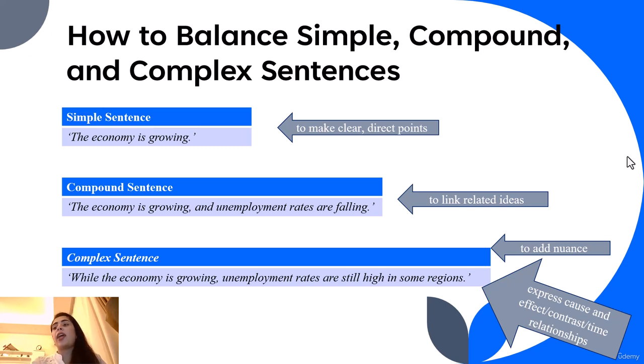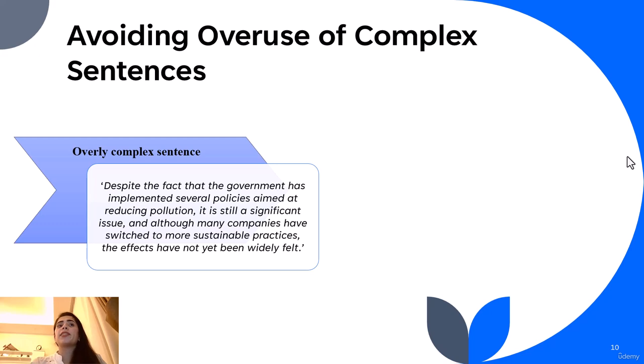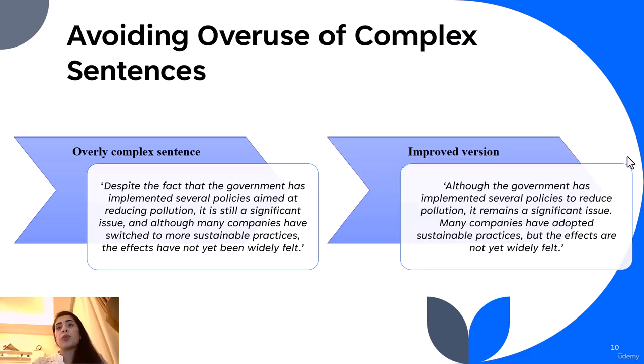In your essay, aim to strike a balance between these sentence types. A good mix shows grammatical range and it also helps to clarify your points by using different structures to present your ideas more effectively. One final point, don't overuse complex sentences. It's a common mistake to think that longer, more complicated sentences are always better. In reality, overly complex sentences can confuse your reader and lead to grammatical errors. For example, an overly complex sentence like this one on the screen is grammatically correct, but it's too long and packed with ideas. Instead, break it down the following way. This approach makes your ideas clearer and easier to follow.